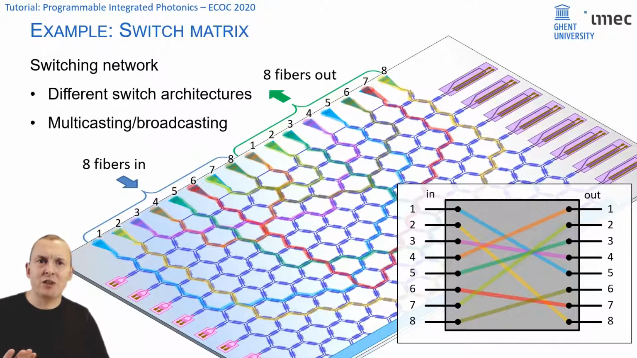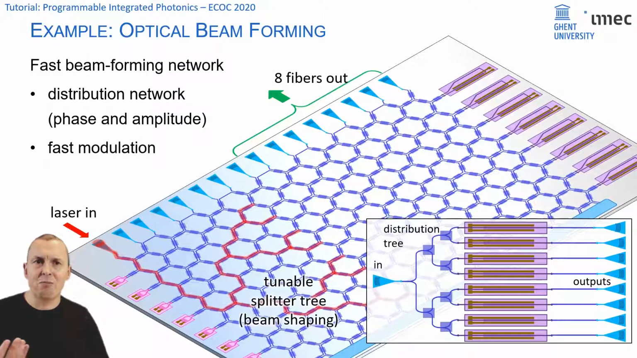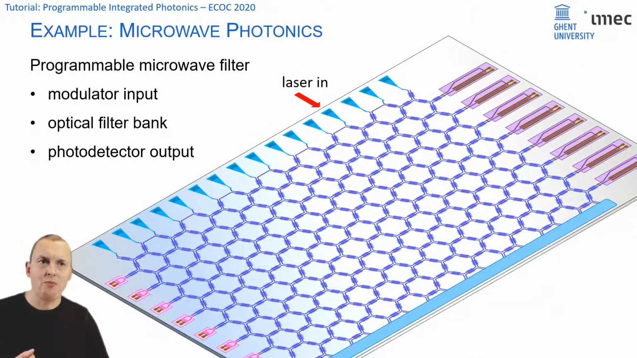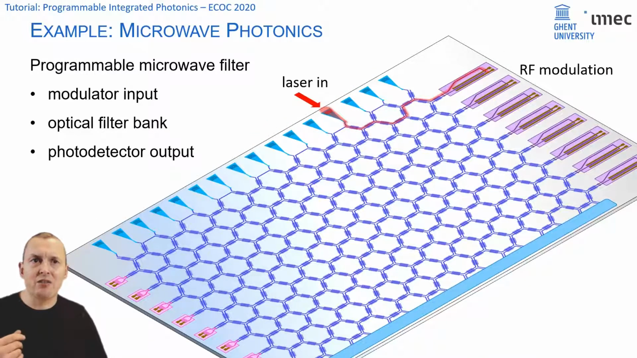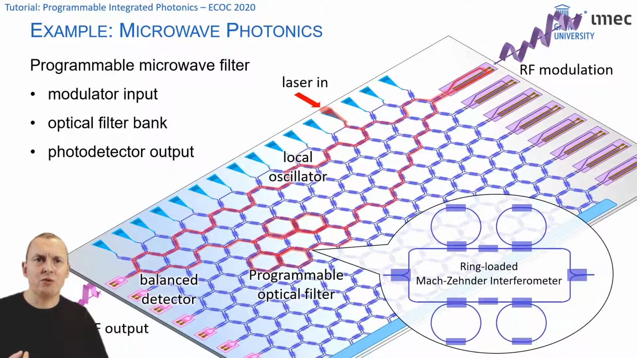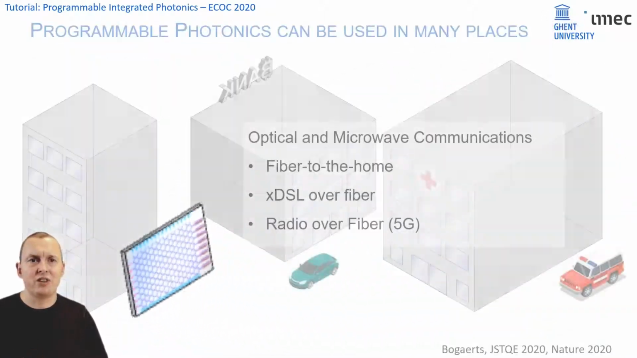Or we can make a beamforming circuit by splitting your light in a path balanced splitter and then routing your light to the modulators and then to output fibers, taking into account that we indeed have to balance all the paths. Or last but not least, we can have, for instance, a microwave circuit where we modulate an RF signal onto our optical carrier and then use an interferometric circuit to reconstruct the signal at the output. And if we add a filtering circuit in the middle, we can basically correct or improve the signal.